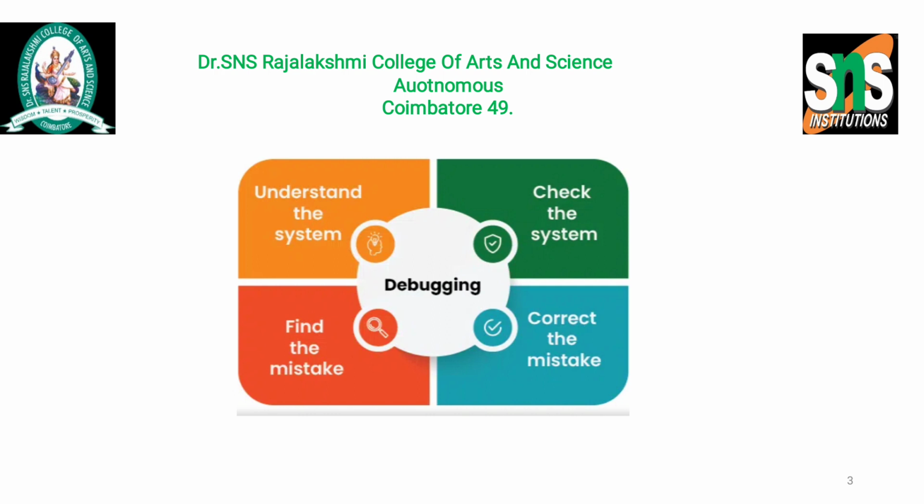Find out the mistakes, then correct the mistakes. Once we find out the mistakes and their types, we are ready to correct the system. Once it is corrected, we have to check the performance of the system. So during the debugging stage, we have to apply four concepts: understanding, finding out the mistake, correcting the system, and checking the performance of the system.